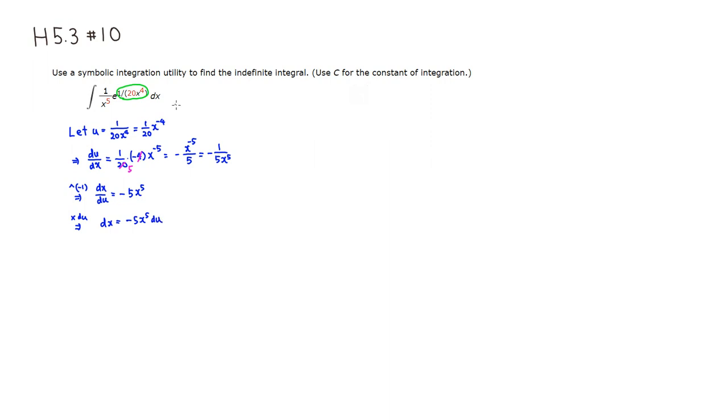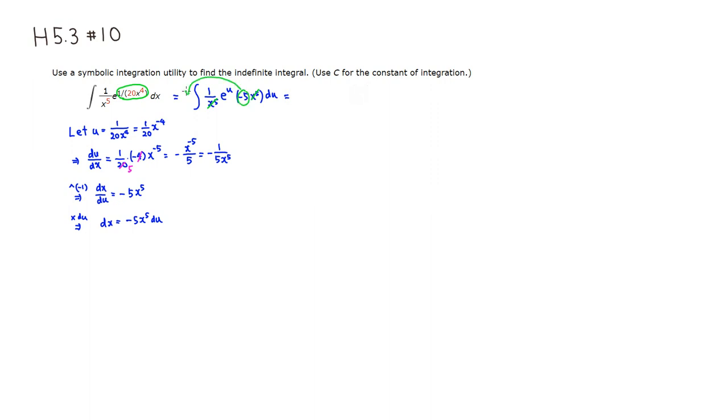So we can rewrite this. You have an integral here. I'm going to leave 1 over x to the fifth as it is. Then we have e to the u. dx can now be written as negative 5x to the fifth du. You can see that there is x to the fifth on the bottom and x to the fifth on top, so they cancel.